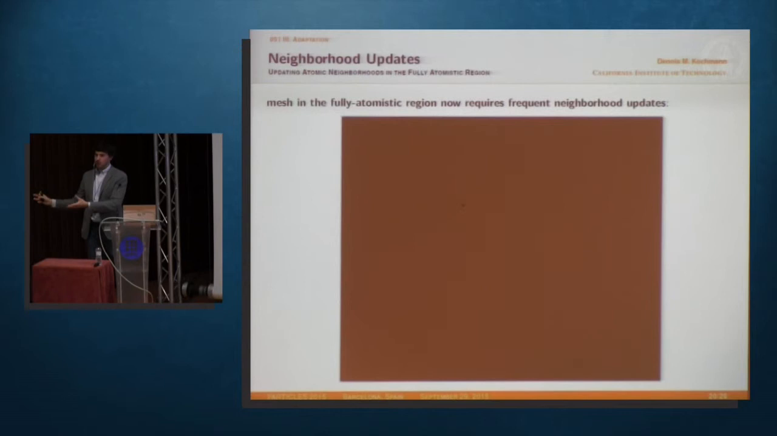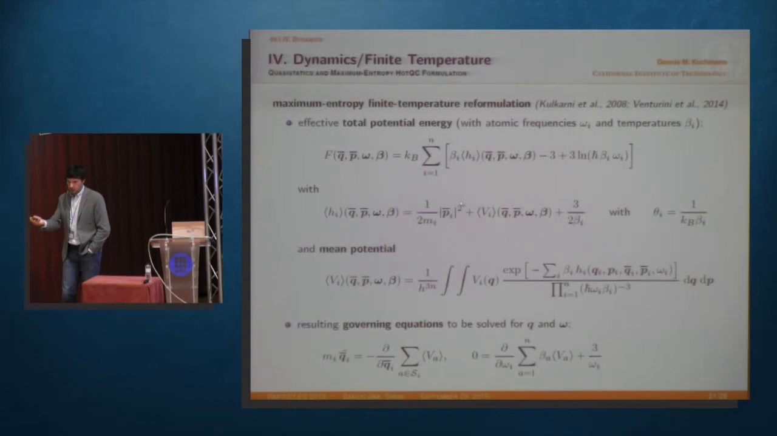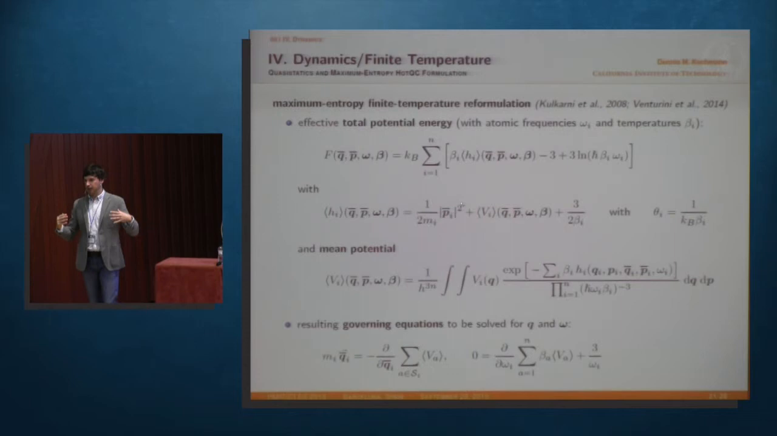In the interest of time, I'll go over this rather quickly. But in principle, everything you've seen so far, for those who are experts in atomistics, has been at zero or very low temperature. There were no fluctuations of your atoms. I assume they're in a perfect crystalline state. You can actually get temperature into these simulations.